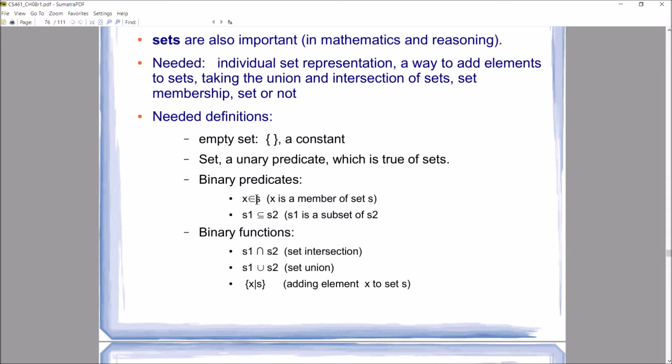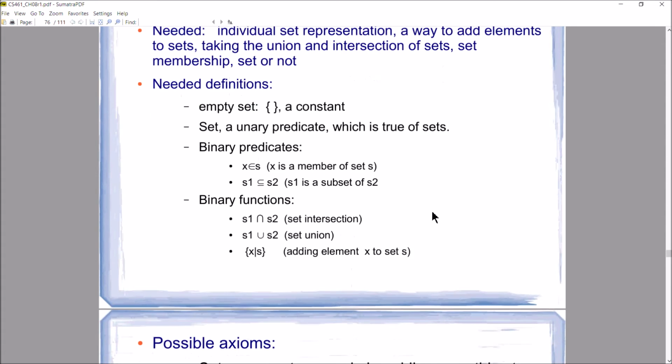So you can imagine that if this was written using the syntax of first order logic, the element symbol, which I can't highlight for some reason, the E, would be the name of the function, and x comma s would be the arguments. Anyway, we can write it this way instead, fine. S1 is a subset of S2. Those are your binary predicates.